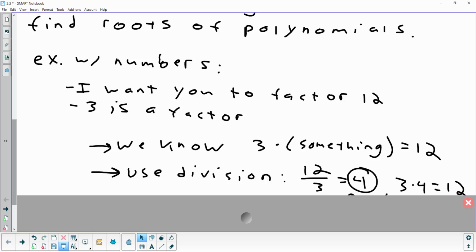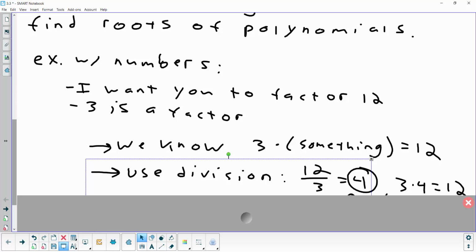It's the quotient. So if you're trying to factor something and you know one of the factors, divide by the factor you know, and the quotient is the other factor. So I took 12, divided by the factor that I knew, and the quotient is the other factor. And I can check it. 3 times 4, yes, it does give me 12. Now, the important thing is, when you divide 3 into 12, what's the remainder? If you think about it like with long division.